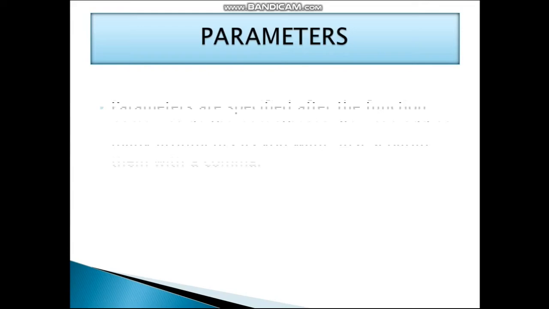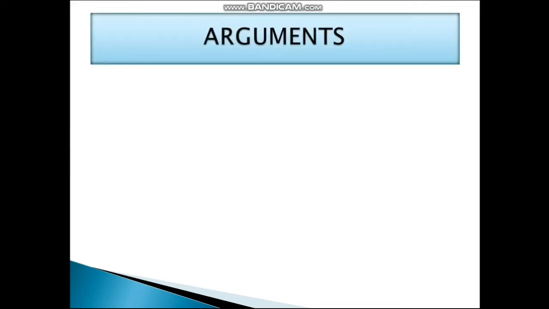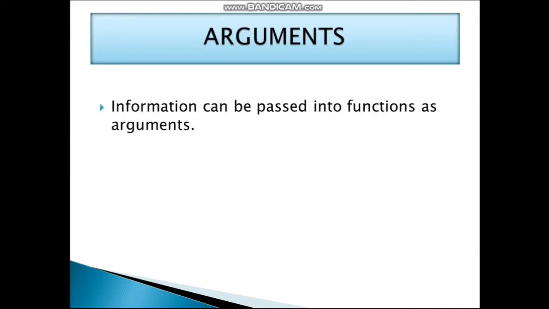Now let's talk about parameters and their uses. Parameters are specified after the function name. So we use the def keyword and then give a function name, and within the parentheses we give the parameters we need. We can add as many parameters as we want, separated by commas. And now let's talk about arguments. Information can be passed into functions as arguments.